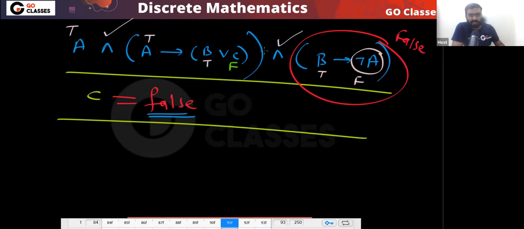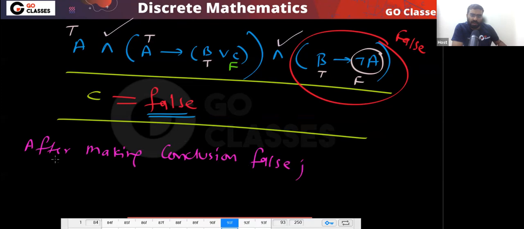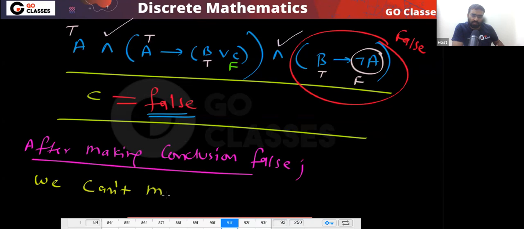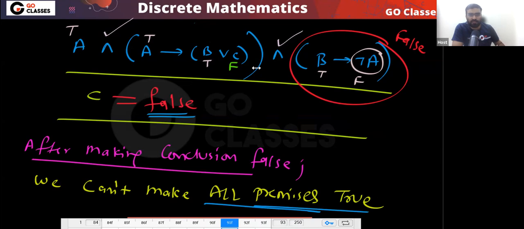So tell me, can you make premises true after making the conclusion false? After making this false, we can't make all premises true. Okay, we can't make all premises true. So this is a valid argument. Is this clear? This argument is valid. I hope this point is clear.